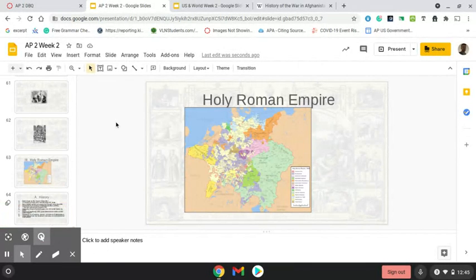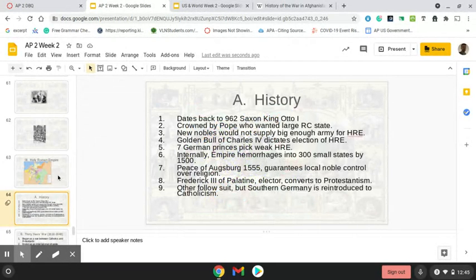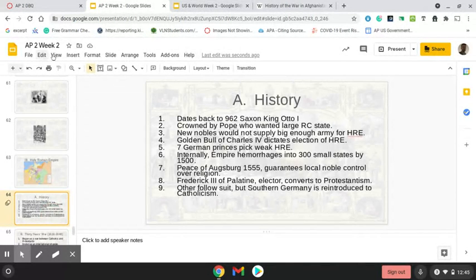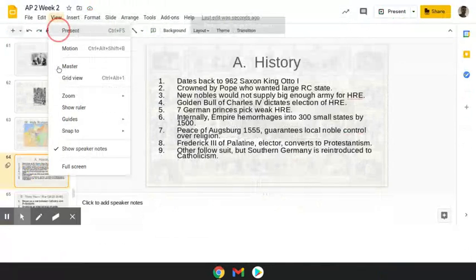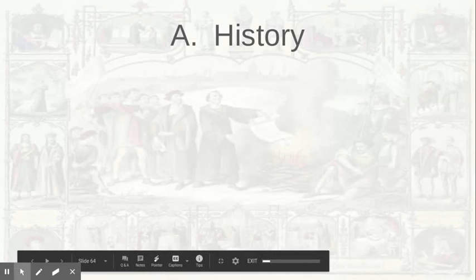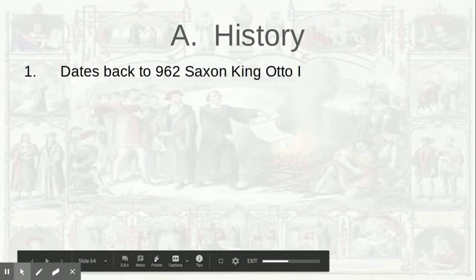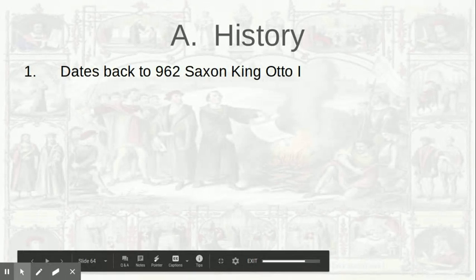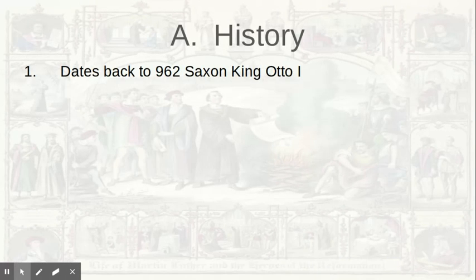For the notes today, we'll look at the Holy Roman Empire. And we'll also look at the 30 Years' War. But just to start with the Holy Roman Empire, and that's a map of the different entities that exist within it. It exists in modern-day Germany, of course, over into Belgium, and then also parts of northern Italy as well. But it dates back to the year 962 and King Otto the First.